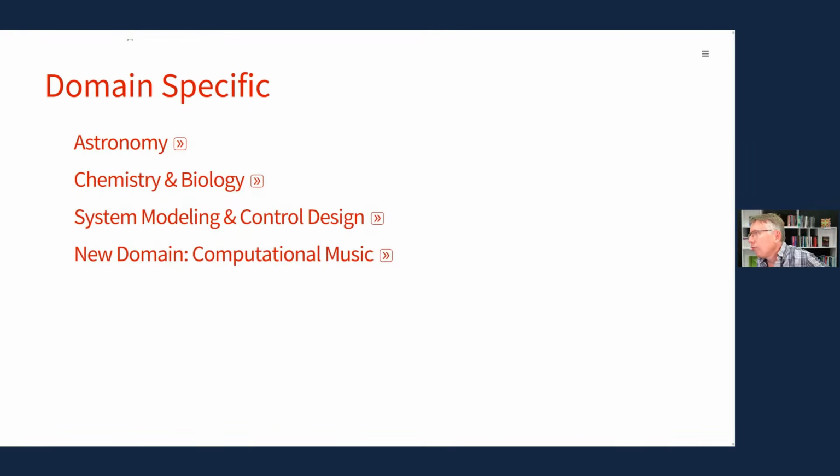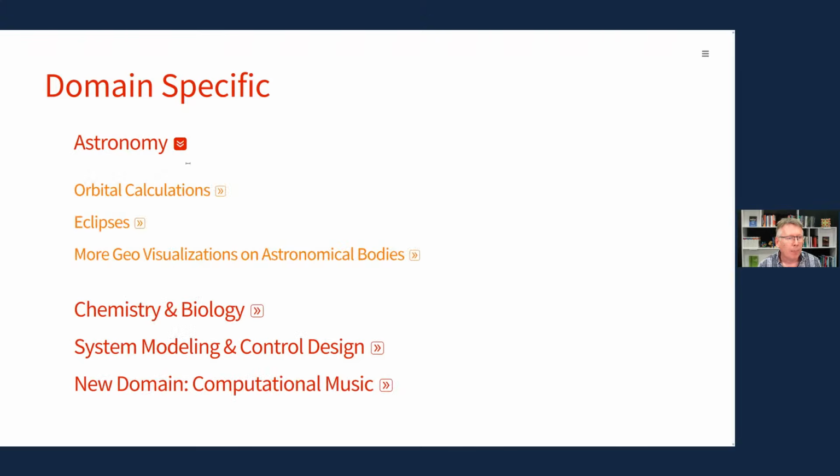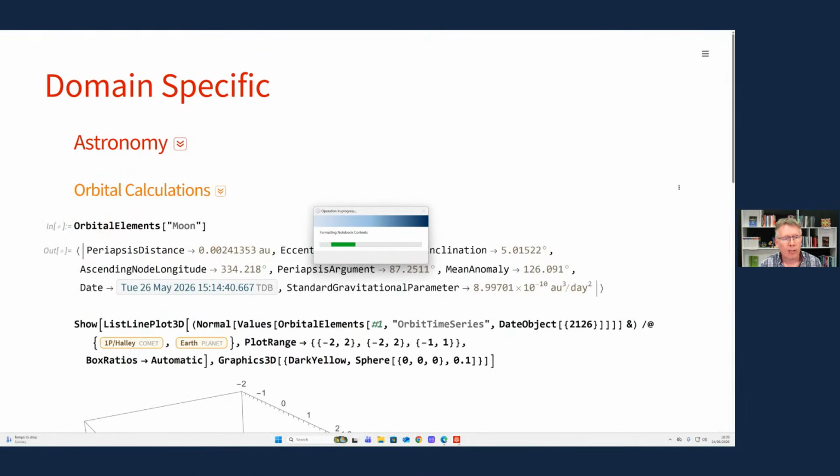Okay, let's go into things that really are now specific domains in the last 5 or 10 minutes that I've got. I picked out 4 domains here. There's some things going on in astronomy. We have new orbital calculations. So the idea is that for an astronomical object, here we go, I've asked here for orbital elements of the moon, and we get various properties that come out.